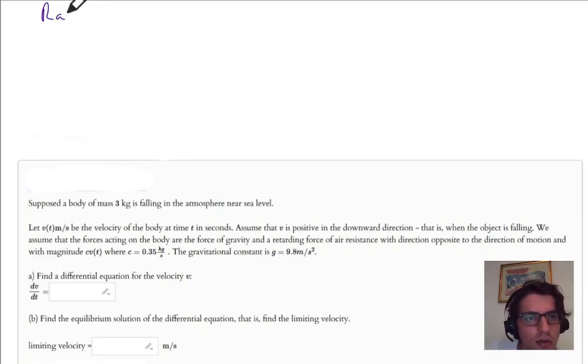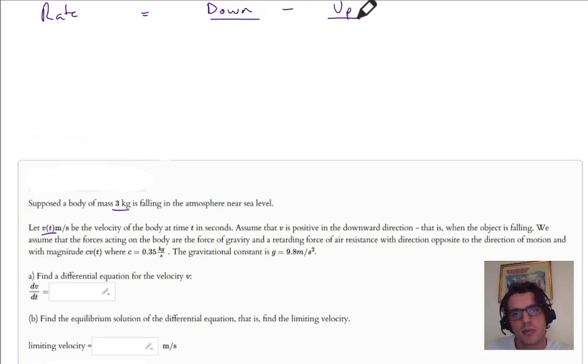We have a rate, total rate. And in this case, instead of in and out, we have down and up. And we'll talk about whether we should do down minus up or up minus down. But let's read. Okay, body mass 3 kilograms is falling in the atmosphere near sea level. V is the velocity in meters per second. Assume that V is positive in the downward direction. So I want my rate to be down minus up, instead of in minus out.